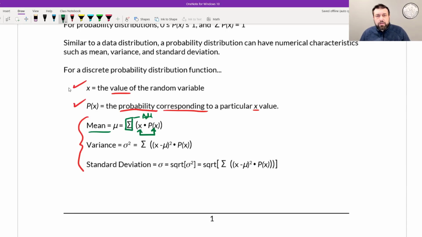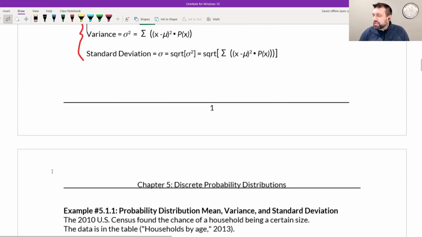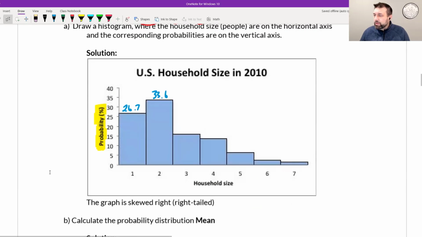What about variance and standard deviation? Again, looking at this data set, we found the mean, and the mean was about 2.5, which is, I don't know, in here someplace. What's the standard deviation? How would we find that?